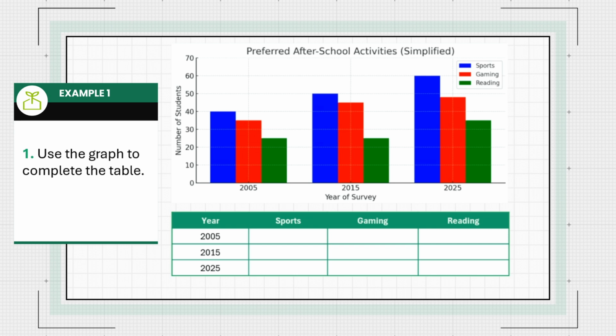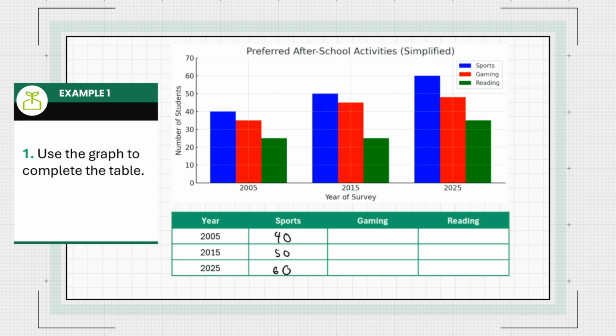So sport in 2005 was liked by 40 people. And in 2015, it was liked by 50 people. And finally, in 2025, it's gone up to 60. So sport is increasingly popular as an after-school activity.